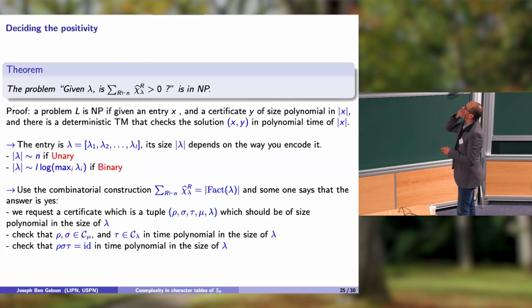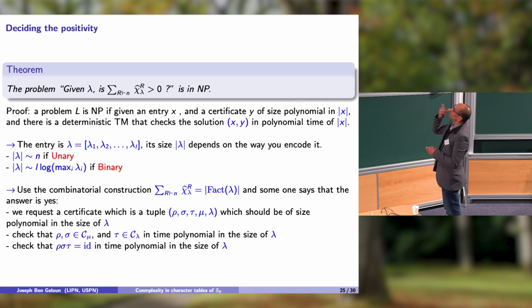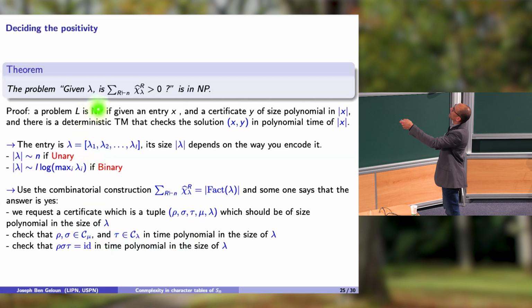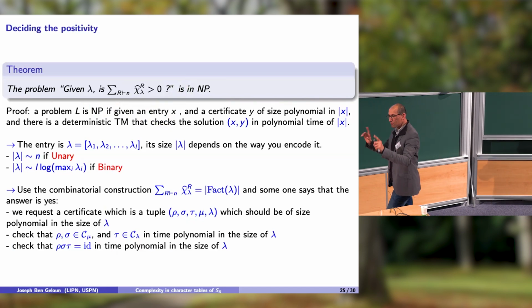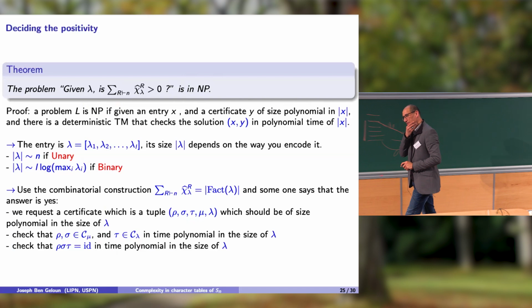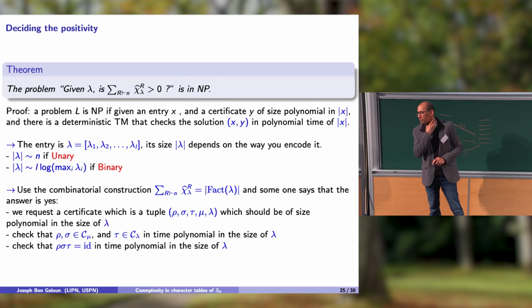All right, let me move on. So the first thing that you have to see is that given lambda, is this quantity positive? Is an NP problem. Is it now row sum? That's a column sum. I'm not addressing the row sum here. It's still the tough problem.